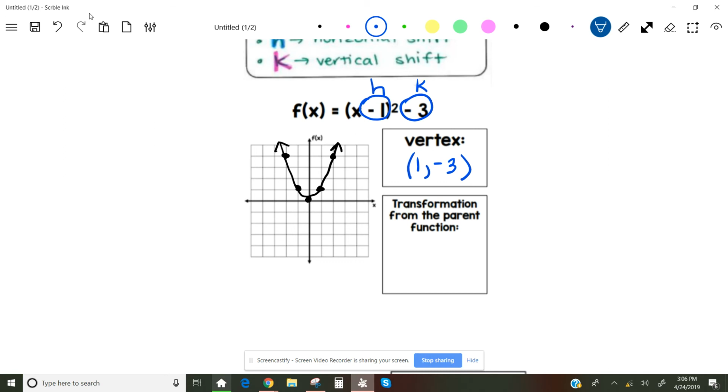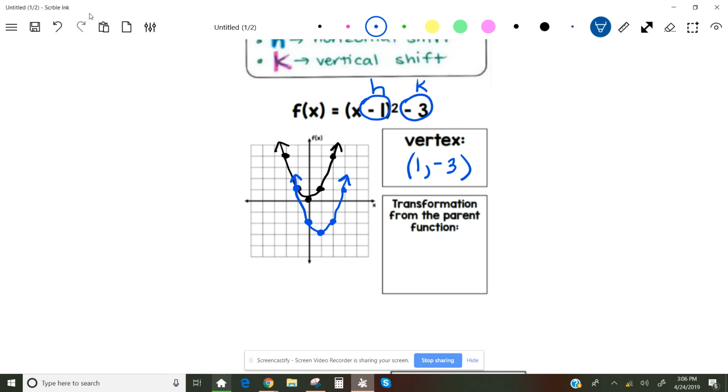So we're going to go over 1 and down 3, which is this point. This is (1, negative 3). And again, from here, we're going to do our 1, 3, 5 rule. So we're going to count over 1 and up 1, over 1 and up 3, 1, 2, 3. And then if we go over 1 and up 5, 1, 2, 3, 4, 5, it's going to take us off the graph. So we can't do that. And then we're just going to reflect and connect our parabola. I hope yours looks way better than mine.